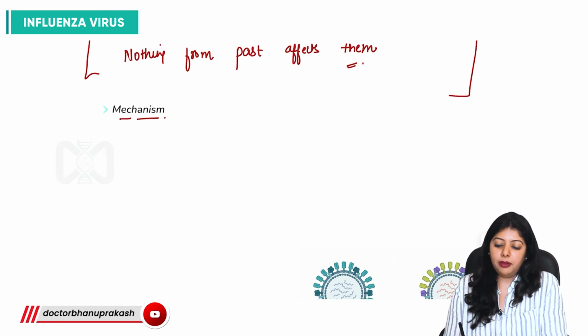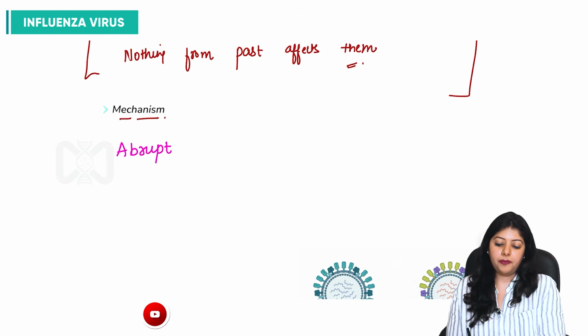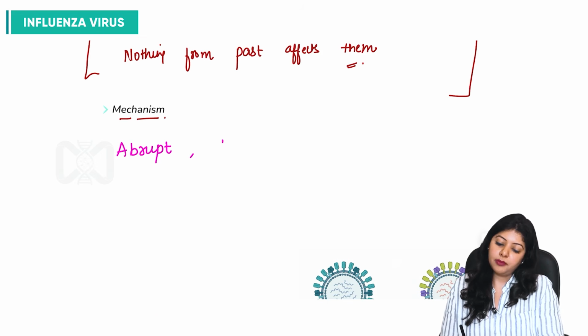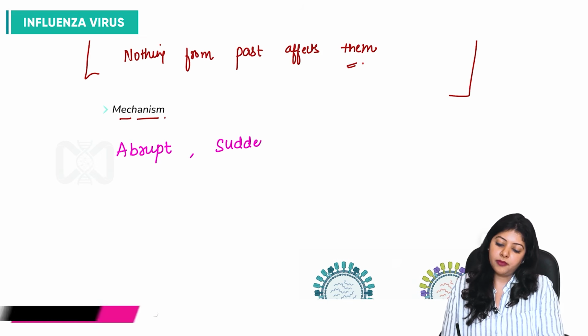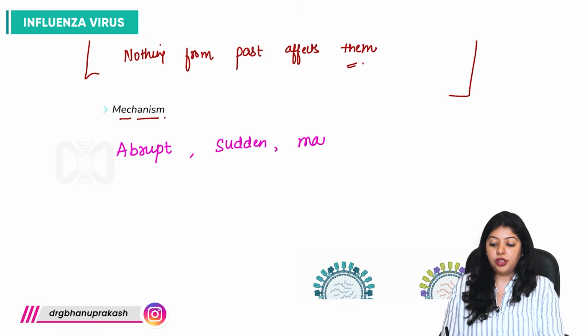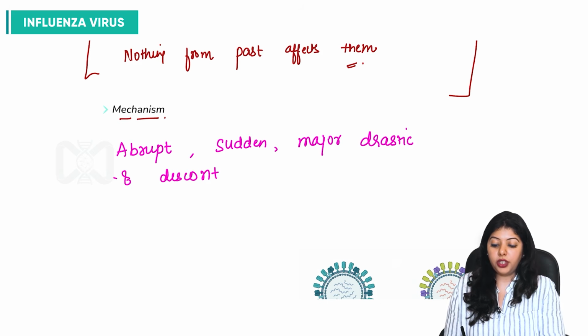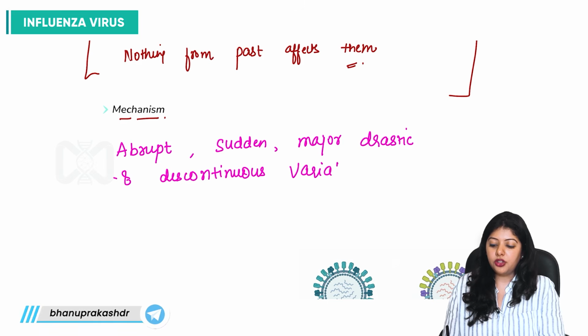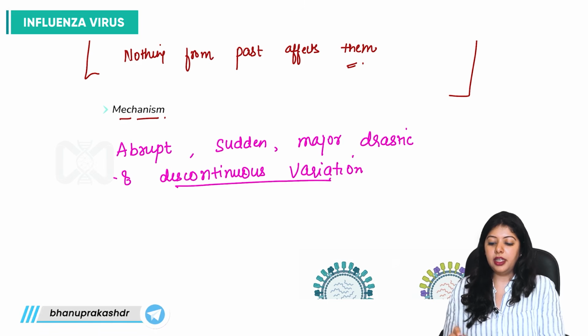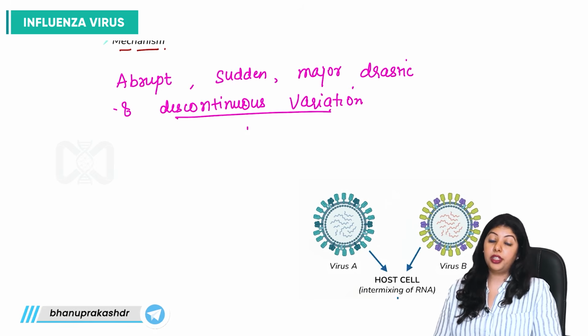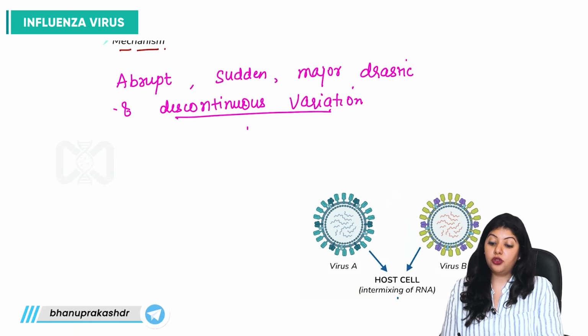So there are abrupt, sudden, major, drastic, and discontinuous variations which are occurring in the amino acid sequences, or the sequences in the structural proteins.